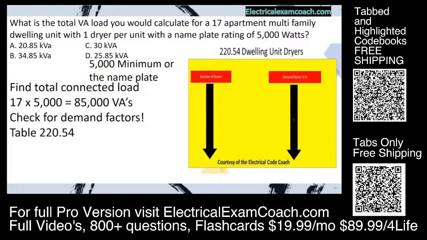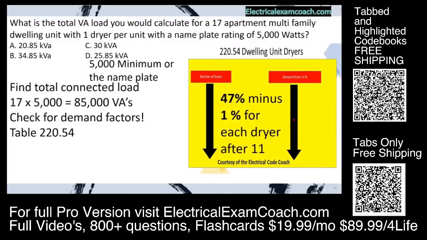When we get to table 220.54, we're going to find that it's a 47% base minus 1% for each dryer past 11. So what we do is first figure out how many dryers we are past 11. We have 17 dryers minus the 11 base, and that lets us know that we're 6 past 11. What this code is stating is that 47% was our base multiplier, and then we're going to minus 1% for each one that we are past 11. We were 6 past 11, so we take our 47% base minus 6, and that gives us a new demand factor of 41%.